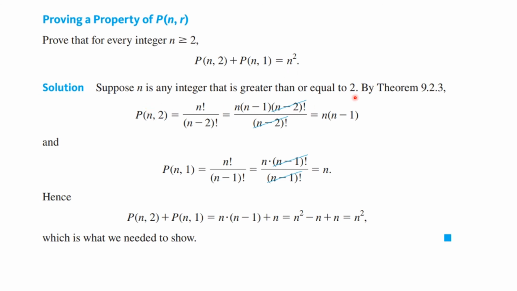Okay, so suppose that n is greater than or equal to 2. I'm going to just take this term. I'm going to write what it is, and I get n times n minus 1. And I'm going to figure out what this term is. I will use the definition. I'll find that it is n. So now I say, what happens when I add those 2 together? So I'm adding n times n minus 1 plus n. I'm distributing here, so it's n squared minus n plus n. So those will cancel out, and I get n squared, which is exactly what we needed to show.